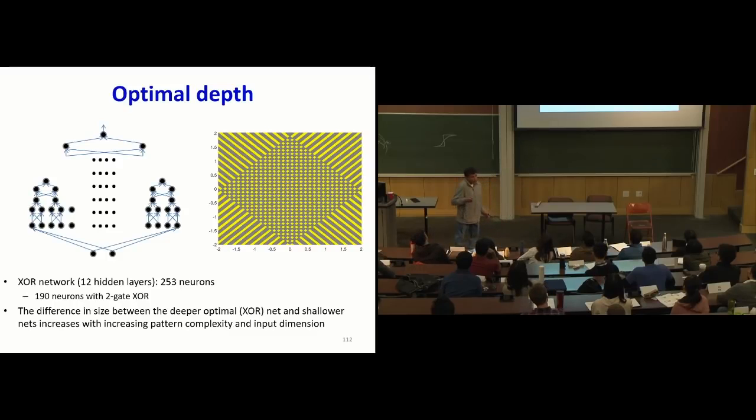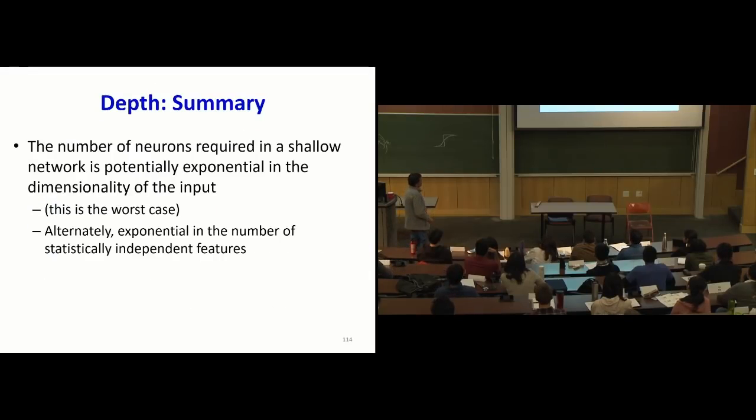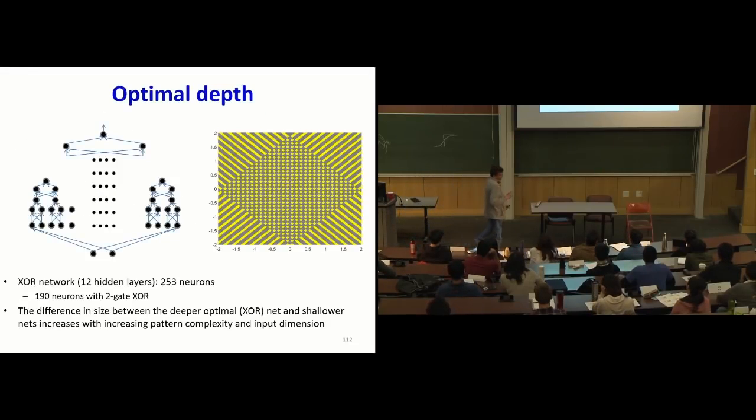But then if I do this using XOR, it's 16 neurons, so if I do this with 12 hidden layers, I just need 253 neurons. So it went from 609 to 253, right? And the difference in size between the deeper optimal XOR network and the shallower network is going to increase with the complexity of the pattern. What I didn't point out over here is that when I used 2 layers, considering that there are 64 inputs, you'd have thought that if I use only one more layer, I'm going to need an exponential number of neurons, right? That really isn't the case over here. Why is that?